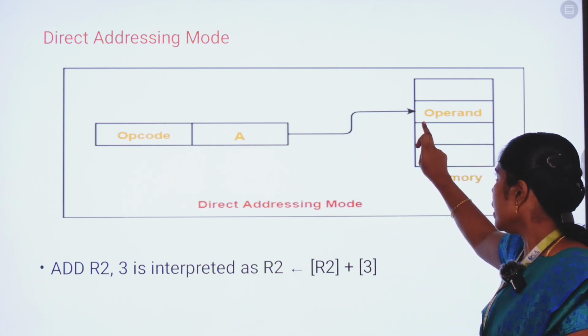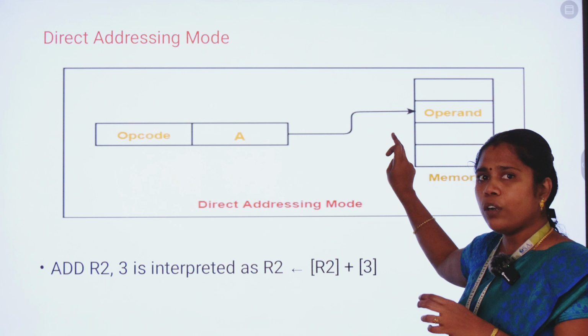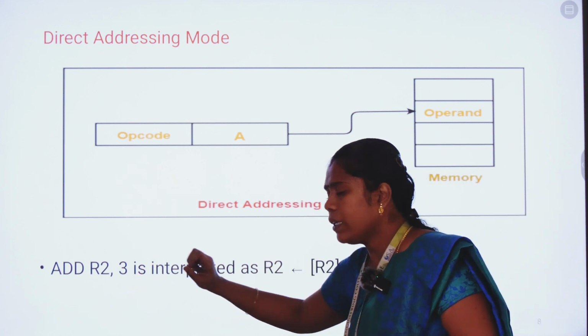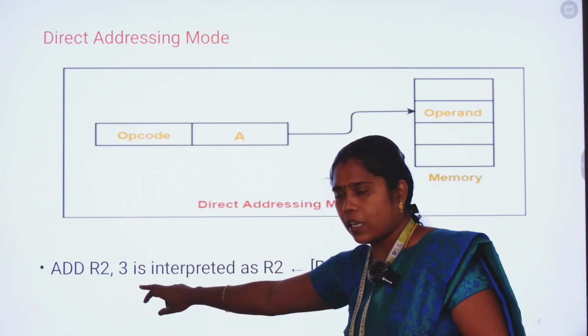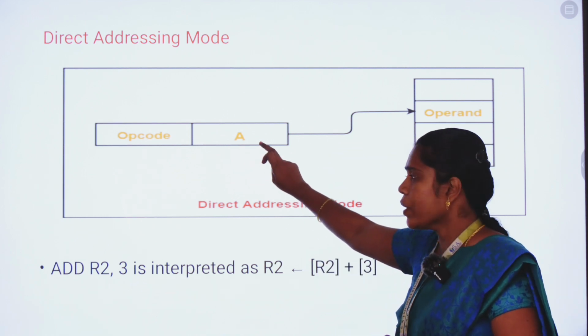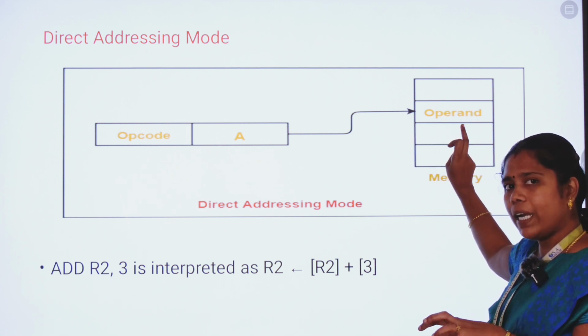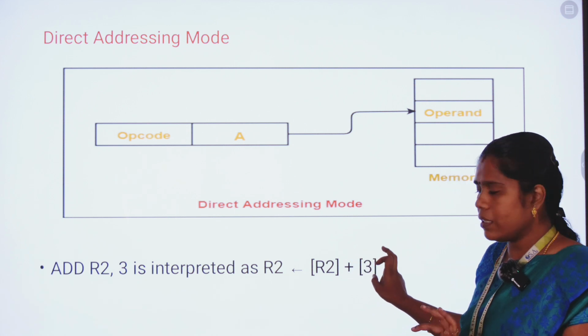So we can directly go to that memory location from which we can find the operand on which the operation needs to be performed. The example is add R2, 3. Here R2 is the register name and the address location is 3. Here the value of A will be 3. So go to the memory location 3 from which we can fetch the operand and perform the addition operation with the content present in the register R2.